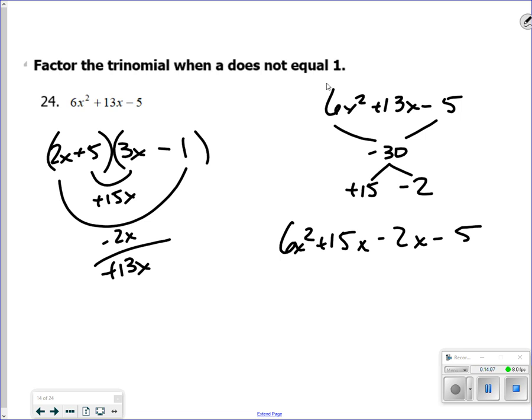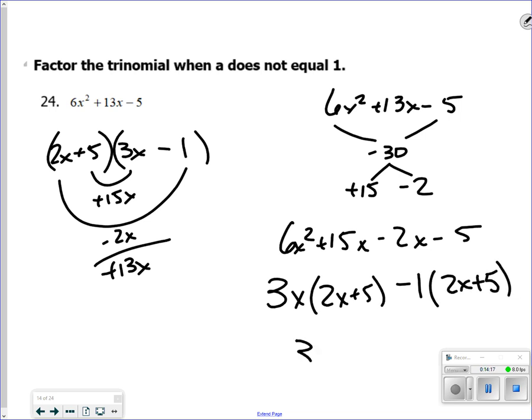So what can I take out of the first 2? I can take a 3x out of the first 2. I can take nothing out of the second 2 except a negative 1. And so I group the GCF and keep what's the same. And you'll notice that I got the exact same answer in reversed order, but that's okay. The only reason it's reversed is because I went 15 minus 2. If I'd have went the other way around, negative 2 plus 15, then I'd have gotten it exactly the same. So next one.